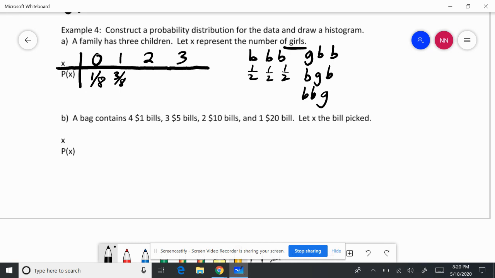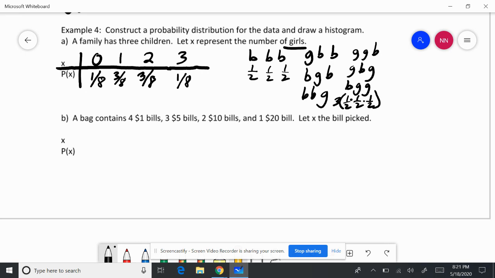Now we're looking at 2 girls. That could be girl, girl, boy, or girl, boy, girl, or boy, girl, girl. Once again, the probability of a boy is 1/2, the probability of a girl is 1/2. There's 3 ways that this can happen, so our answer, once again, is 3/8. Now, just as we've gone over before, 3/8 and 3/8 is 6/8, one more eighth is 7/8. This distribution has to add up to 1, so our last one has to be 1/8. So this right here is our table.